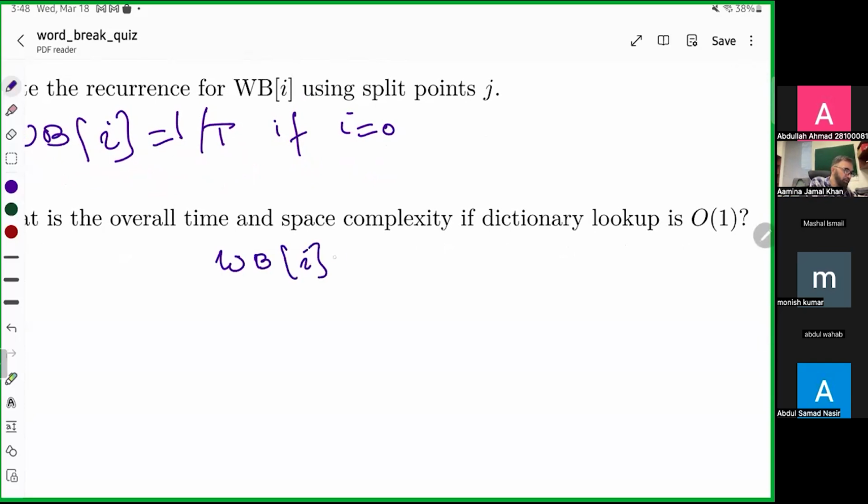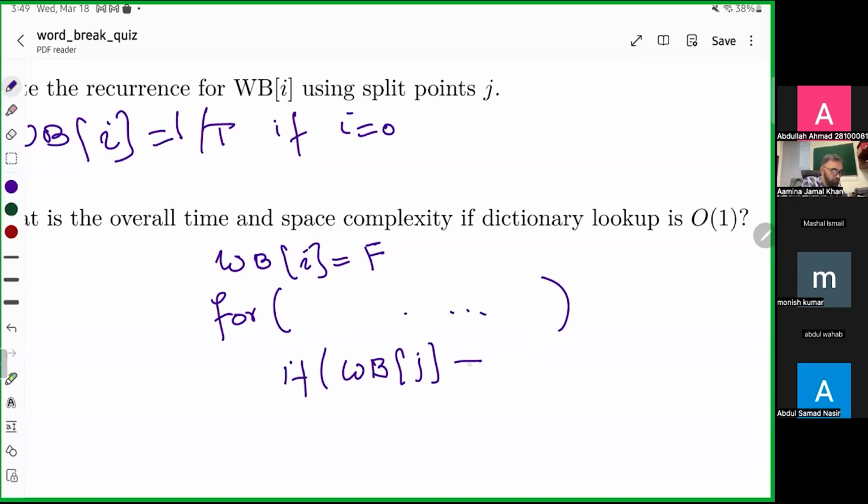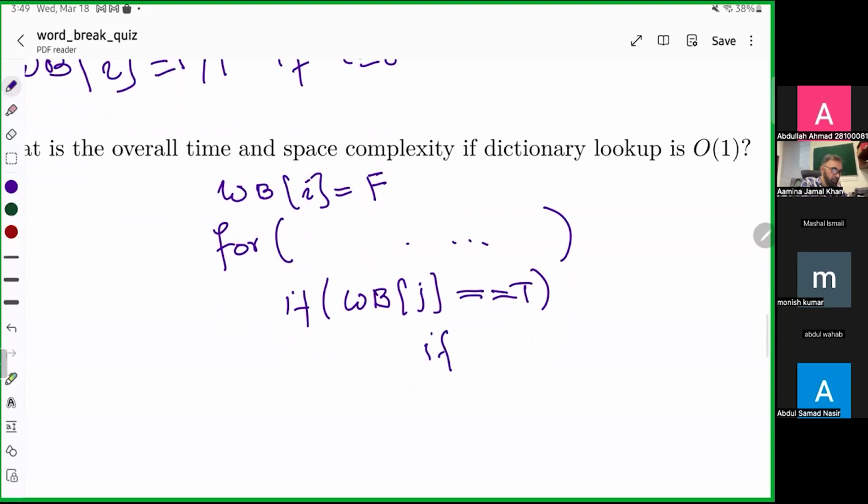WBFI, I'm going to start it with false. Okay, then I'm going to loop for something. Okay, ये आपने फिगर आउट करना है कहाँ से शुरू करना है, मैंने लूप और कहाँ पे जाना है. और वहाँ पे जाके मैंने WBFJ को चेक करना है कि if WBFJ is true, और उसके बाद फिर आपने एक और चेक लगाना है जो मैं आपको नहीं बताऊंगा, और उसके बाद आपने करना है कि दिस इज ट्रू तो फिर WBFI is true.